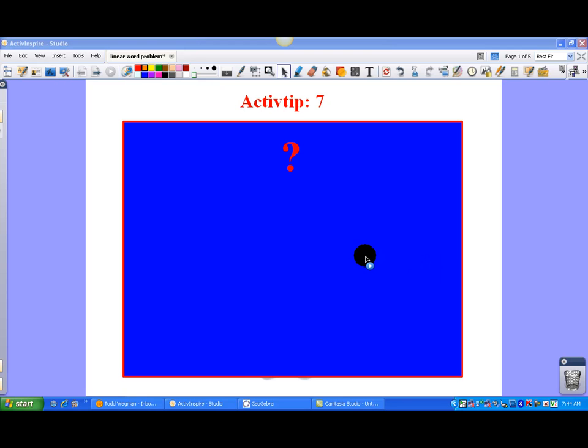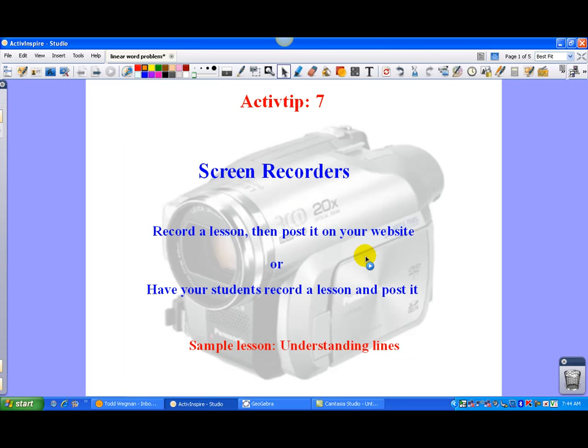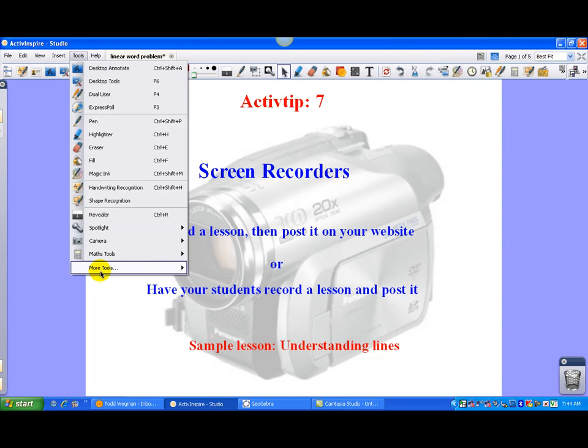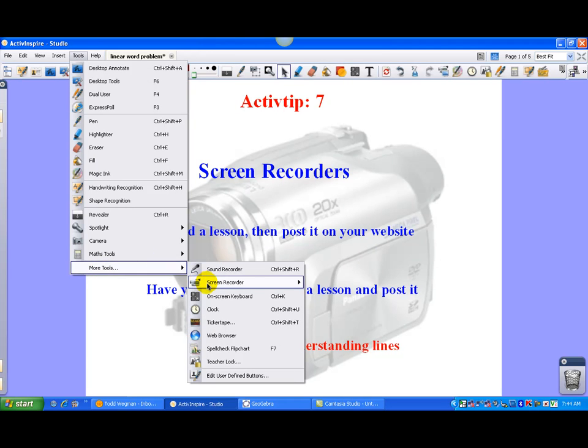Today we're going to be talking about the ability to record what is on your computer, very similar to what I'm doing right now. Now if you're using the Active Inspire software, you have the ability under your tools to be able to use a screen recorder.